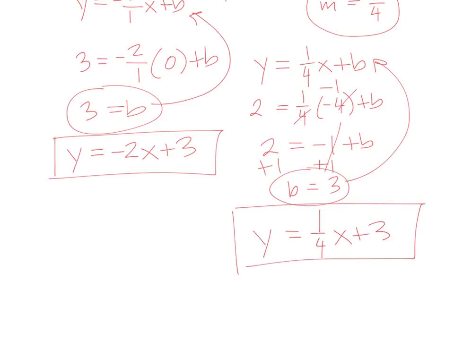Okay, that's all there is to it. For parallel lines, the slopes are equal. For perpendicular lines, the slopes are opposite reciprocals.